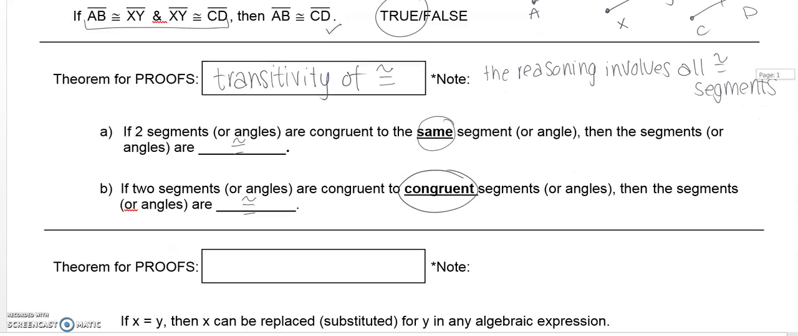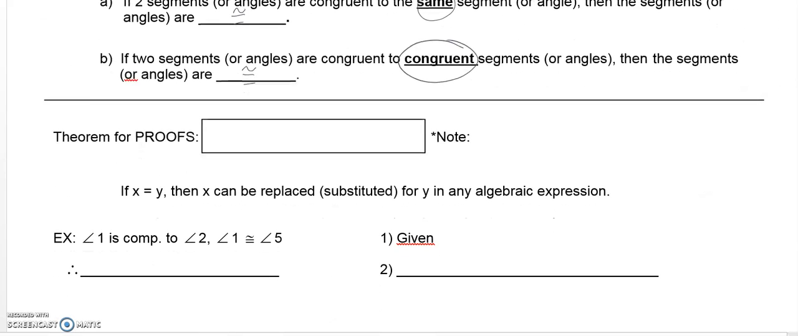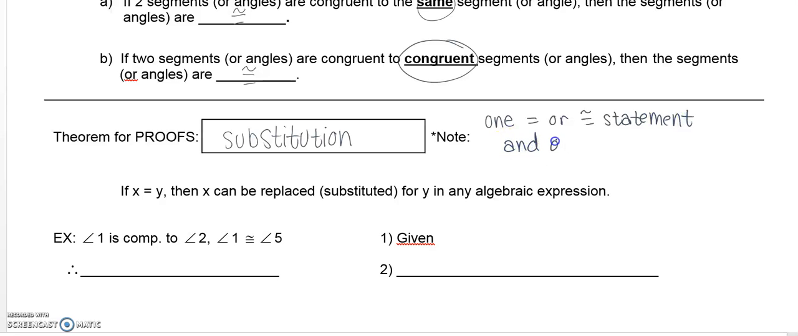The theorem for proofs, this deals with substitution. And when you're using substitution, you are using one equal or congruent statement and one other type of statement.